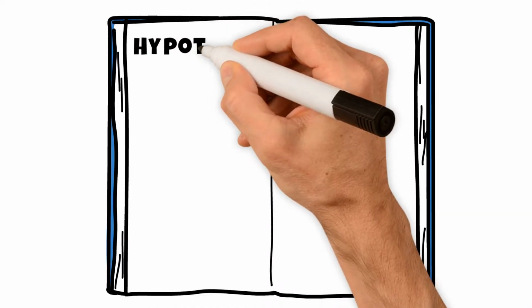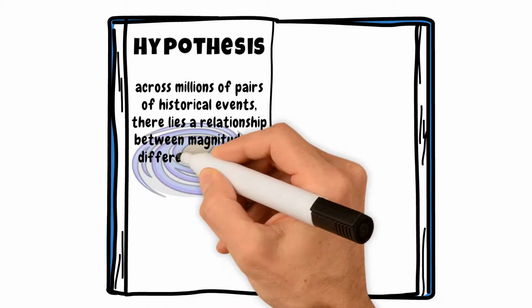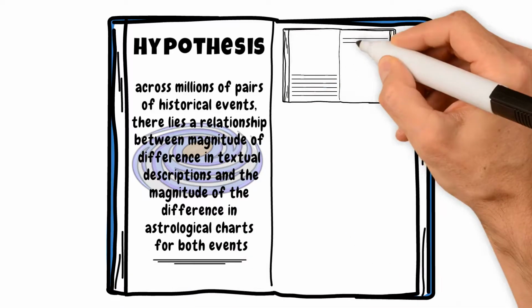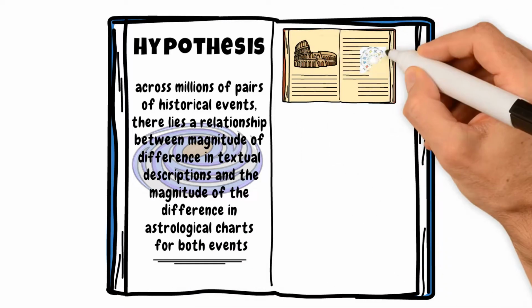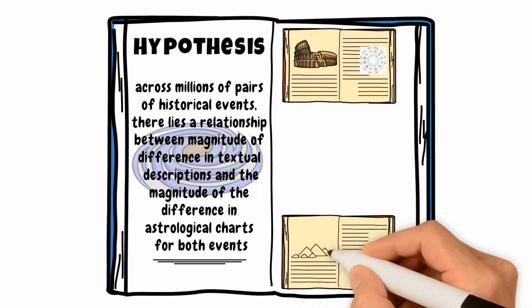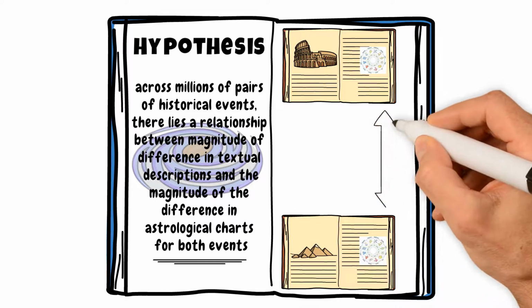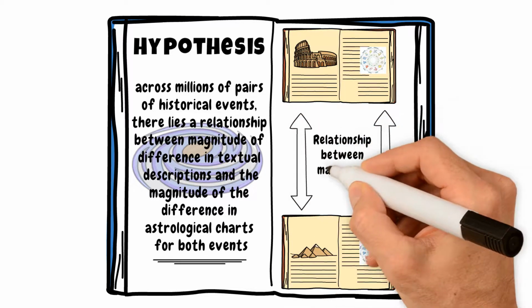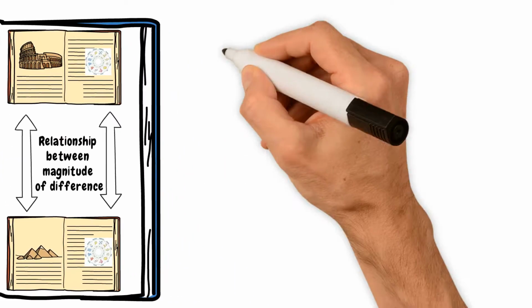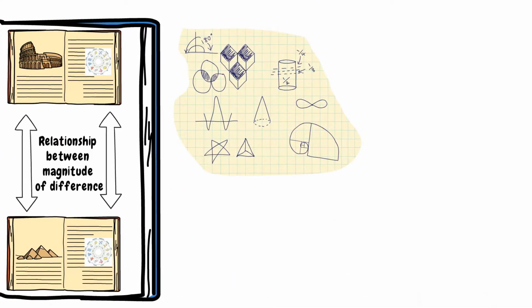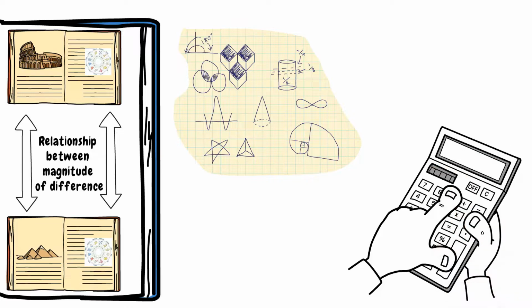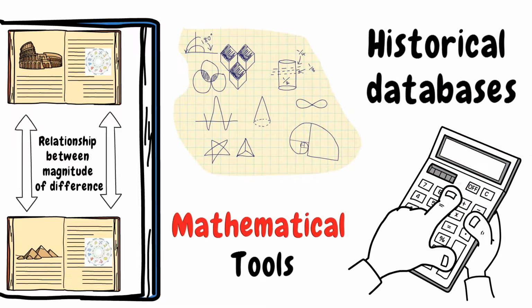The hypothesis was developed that across millions of pairs of historical events, there lies a relationship between magnitude of difference in textual descriptions and the magnitude of the difference in astrological charts for both events. To test this hypothesis, calculations were performed using professional mathematical tools and historical databases.